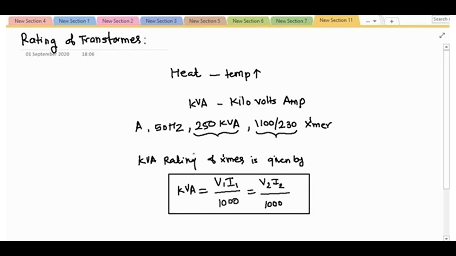So students, I hope you understood the EMF equation and different ratios of the transformer. In the next lecture, we will see the ideal transformer, the phasor diagram of the ideal transformer on no load and on load.